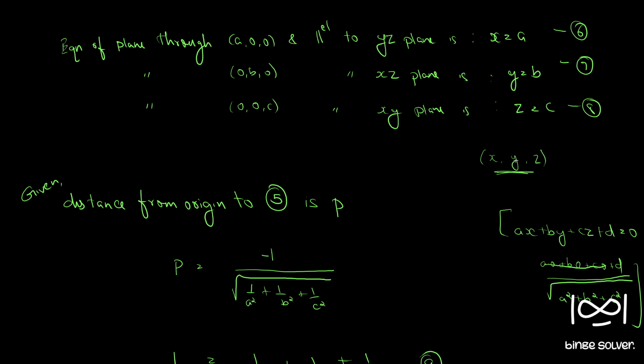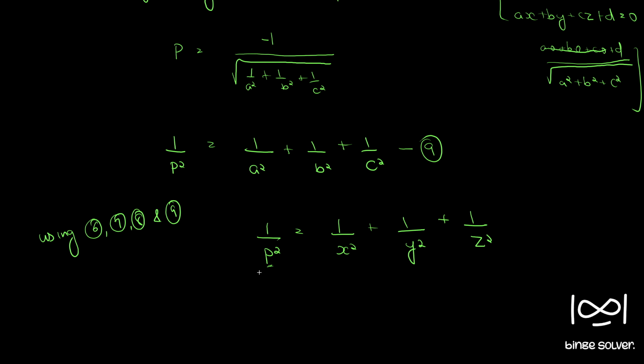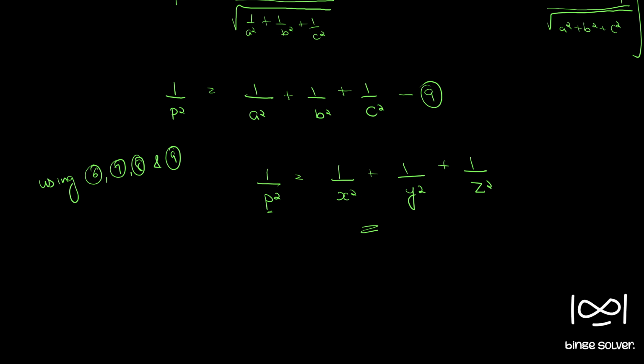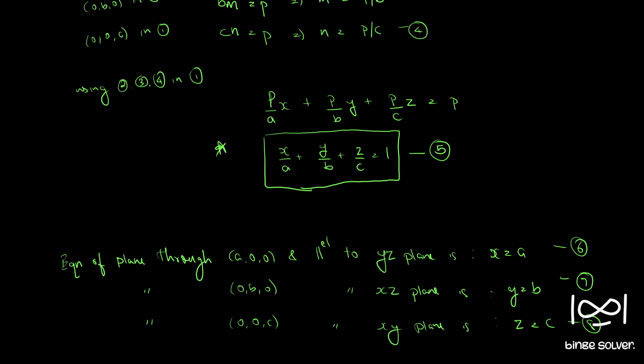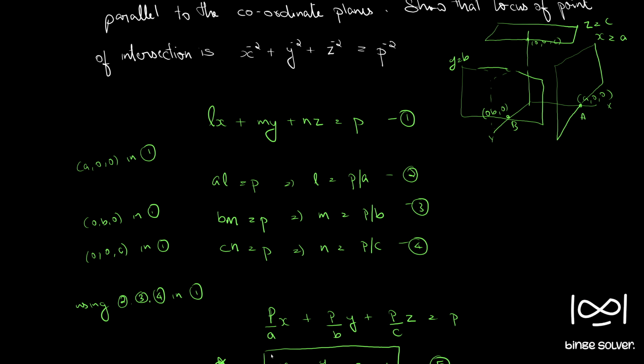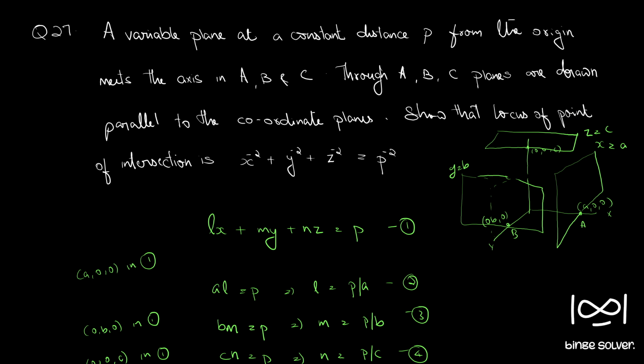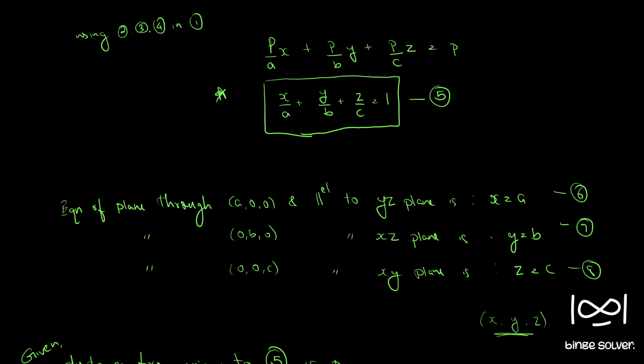As I said, x, y, z is the point of intersection of these three planes, and the relation is this with only p as the constant here. So this is the required equation. In the question, it's given as p raised to minus 2 equals x raised to minus 2 plus y raised to minus 2 plus z raised to minus 2, instead of 1 by p square. It's the same. We just proved that that is the locus.